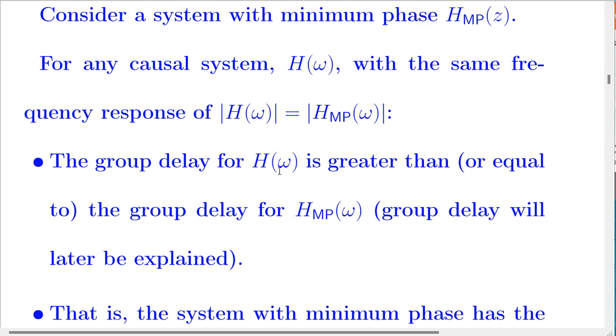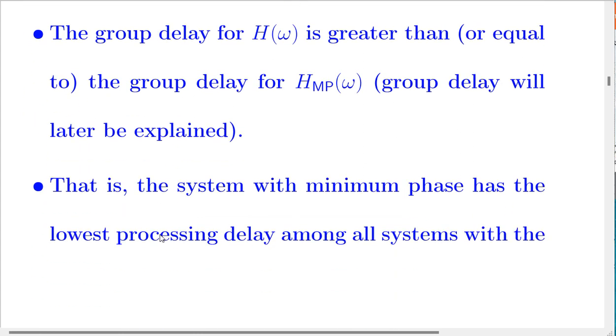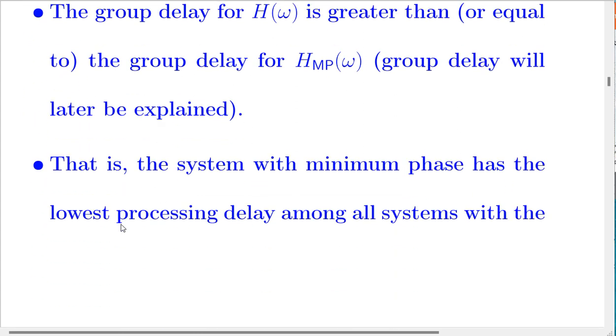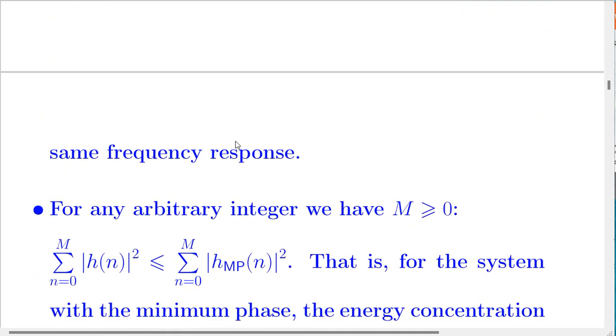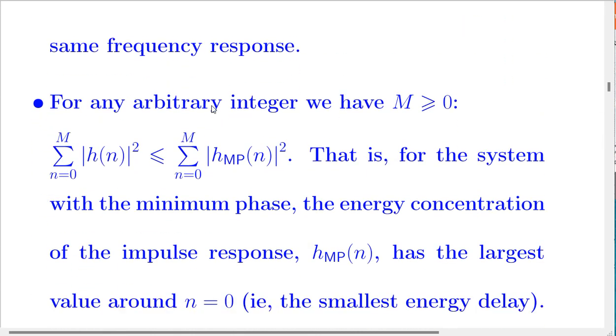The group delay for H of omega is greater than or equal to the group delay for H minimum phase of omega. Group delay will later be explained. Don't worry about it. For instance, that is, the system with minimum phase has the lowest processing delay among all systems with the same frequency response.